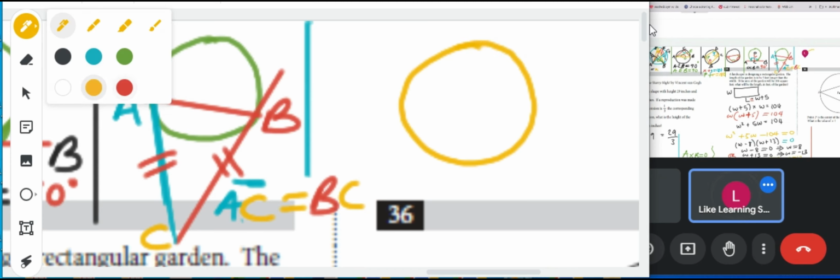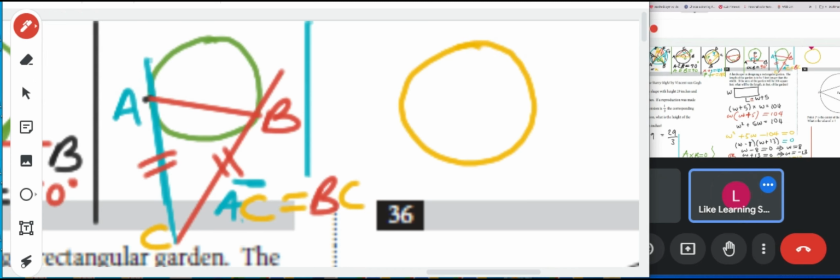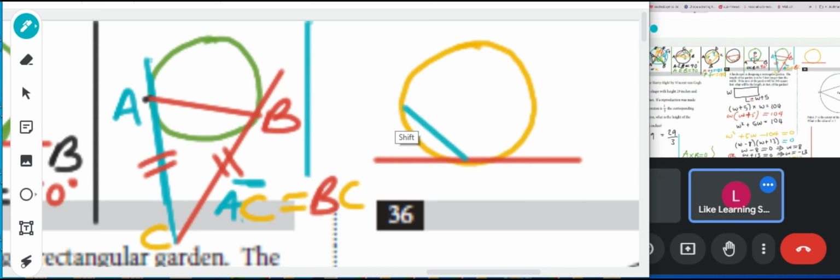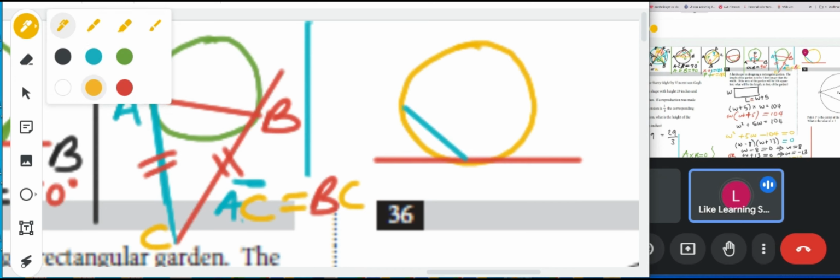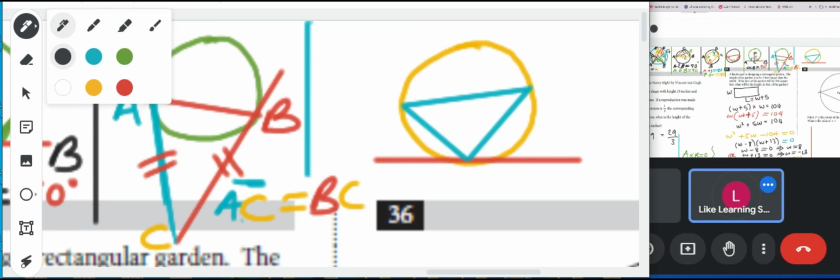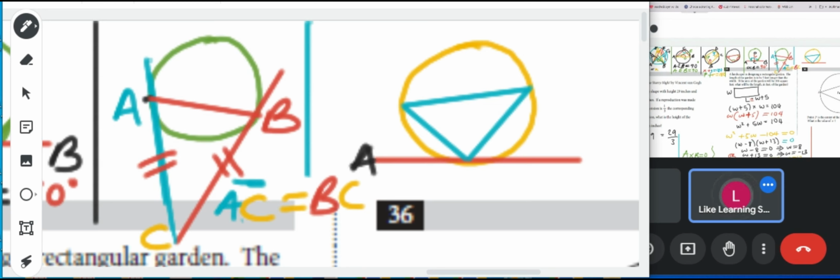Then we look at this. I have another tangent this way, and you have something like this. Don't worry, you're going to see it. Of course, AB is a tangent, and it touches the circle at C. You have D, you have E.